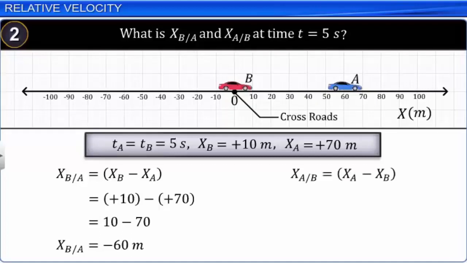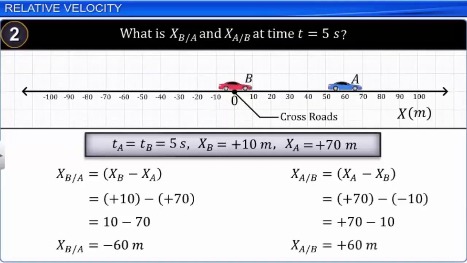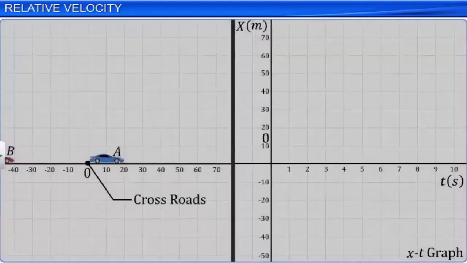We observed that XB by A and XA by B are the same in magnitude. This implies that the distance between the two cars remains constant, irrespective of time elapsed from the first observation.